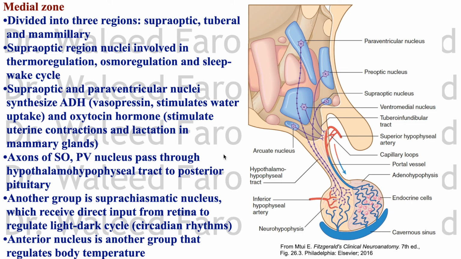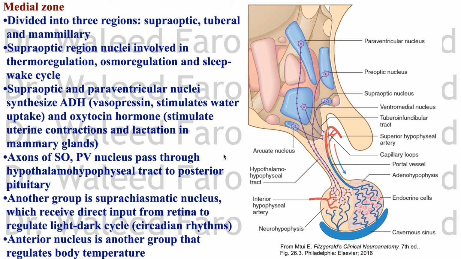And during the sleep-wake cycle, the hormones are changing levels from high to low according to the function of each hormone. Supraoptic and paraventricular nuclei synthesize antidiuretic hormone or vasopressin. From its name, it's against diuresis, means it preserves the body fluids and stimulates water uptake when the blood pressure goes down.